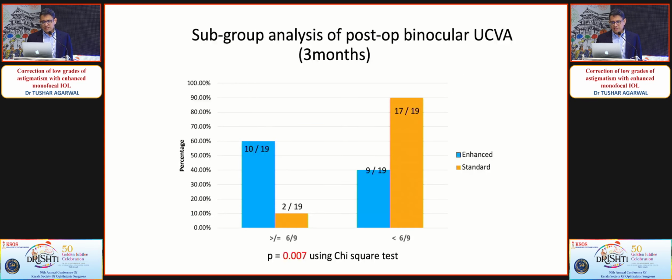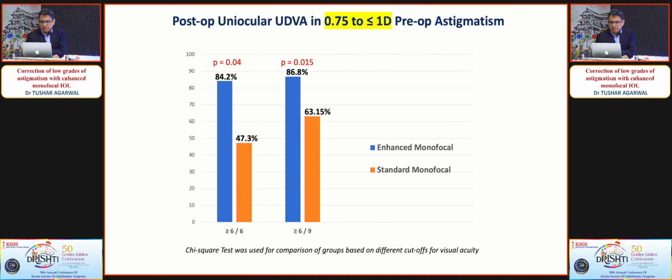The contrast sensitivity was also better. But here is where the results are interesting. If we take the cutoff as 6/9 or better, then only half of these patients who had 0.75 to 1.5 diopter astigmatism improved to 6/9 or better. Well, this is not acceptable. With toric lenses, this percentage goes up to almost 90%.